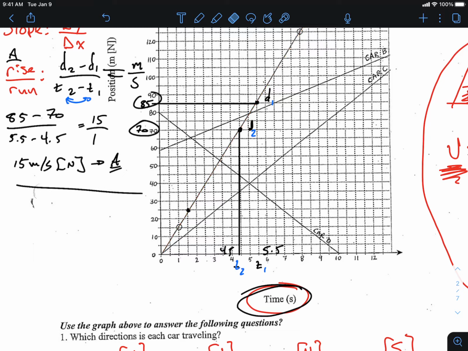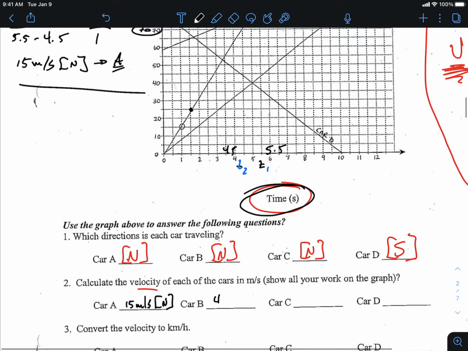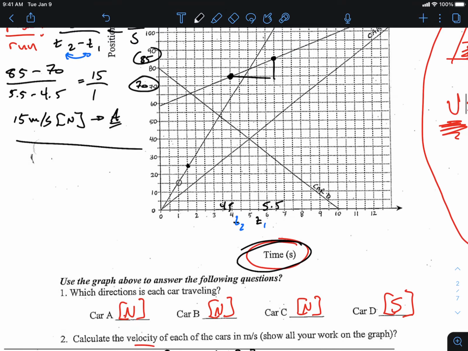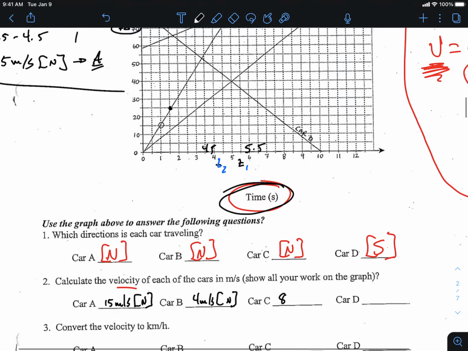I'll start eliminating some stuff here so you guys can see, clean it up. So you're just going to find 2 points that the graph goes through nicely, like maybe there, and you can find the slope. What you'll find is for car B, it should be 4 meters per second in the north direction. Car C, you do the same thing. You'll get 8 meters per second.